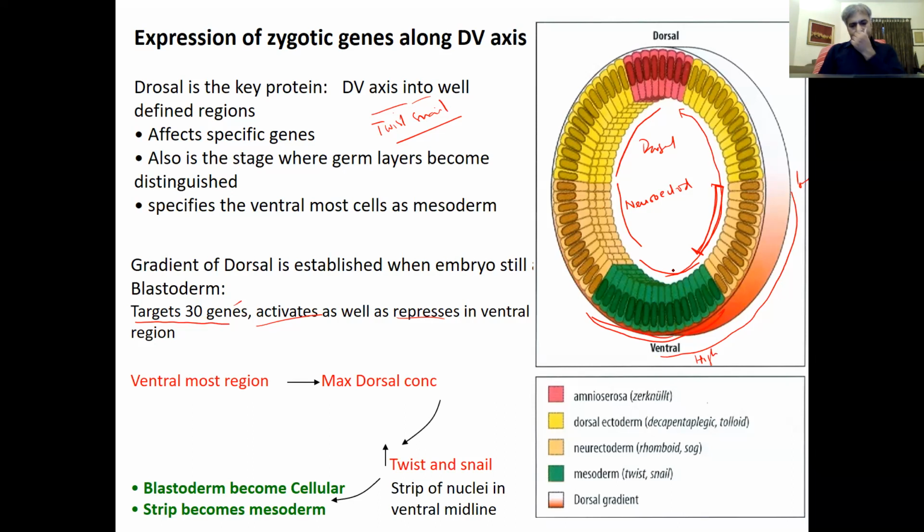And that's the stage where you have transition from syncytial blastoderm to cellular blastoderm. Cells start becoming individualized. They start having their own cell membranes. You can see nuclei are becoming individualized. And this strip becomes mesoderm.